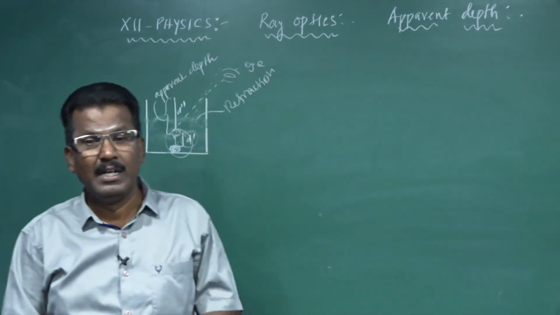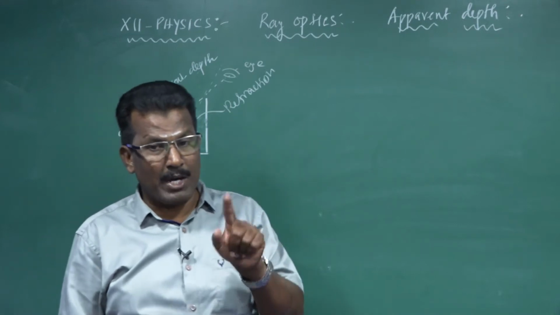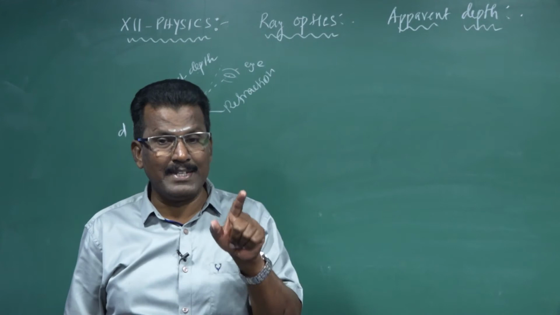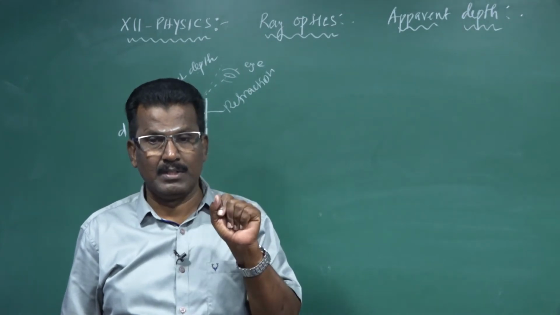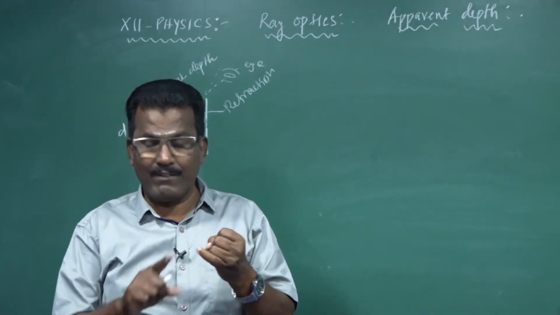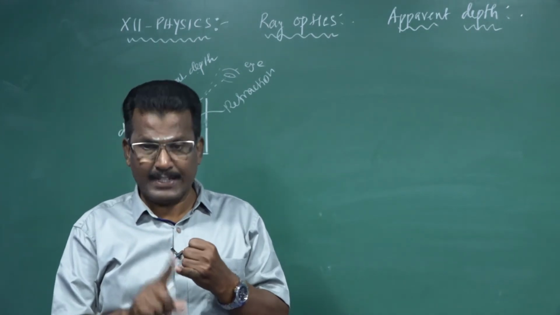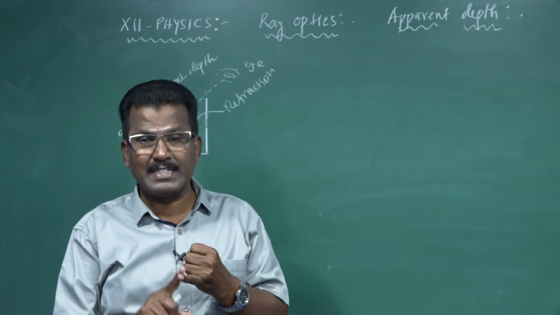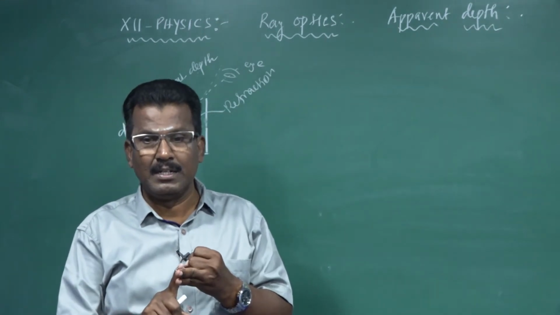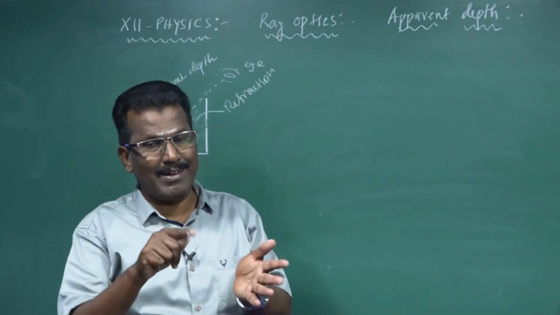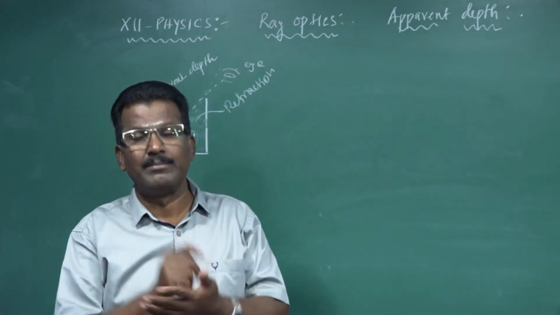We know that when light travels from one medium to another medium, there may be refraction. The light velocity changes because of the refractive index. The velocity changes, the wavelength changes, but the frequency remains constant. We will talk later about why the frequency remains constant.